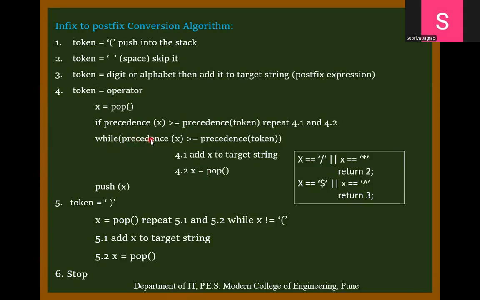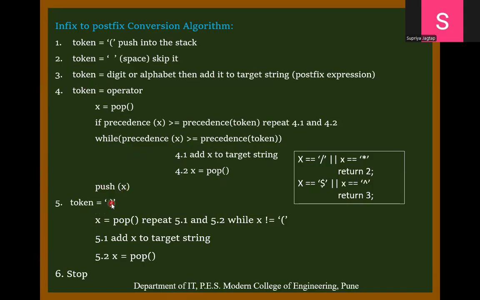Till the precedence of x is greater than or equal to the precedence of token, we add x, which is popped here, into the target string, and then we again perform the pop operation to check the priority of the next operator in the stack. Till the condition is true, we do the same thing, and if the condition becomes false, we come out of the loop and push back that x onto the stack.